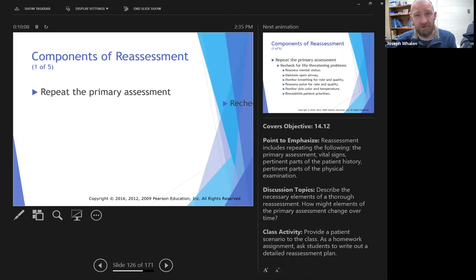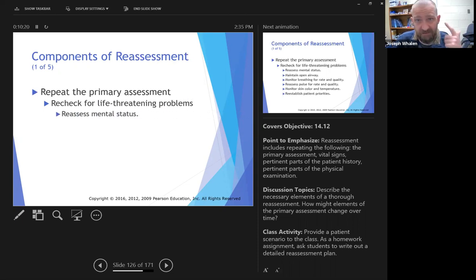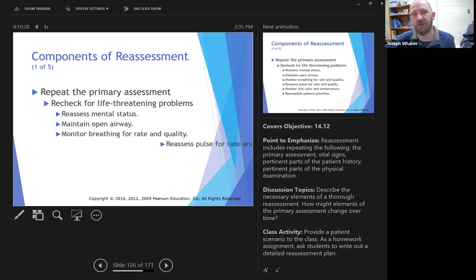So we're going to repeat the primary assessment, which we won't spend too long on, but we know what that is. We're going to look for any life-threatening problems. We're going to recheck for those. We'll reassess their mental status, right? AVPU. And then we're going to do our ABCs. We're going to open the airway. We're going to make sure that the breathing rate and quality is good. We're going to check their pulse, recheck circulation. We're going to be looking at their skin condition there as well.